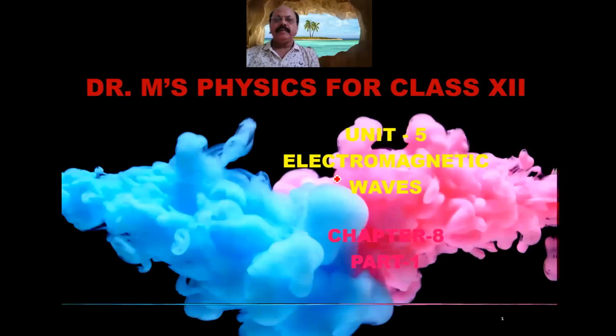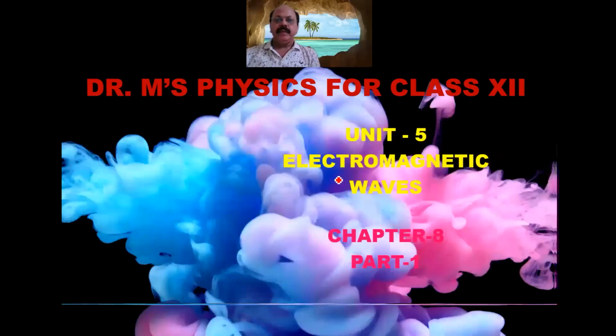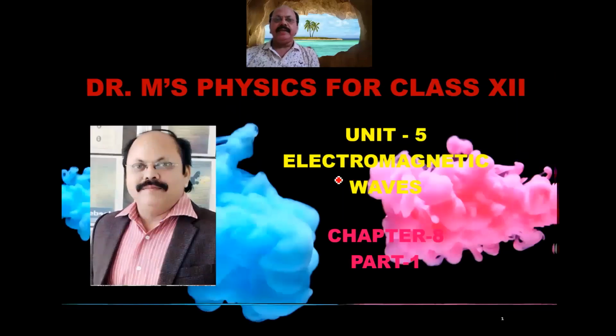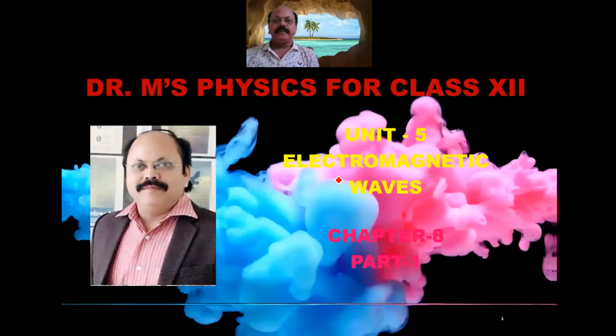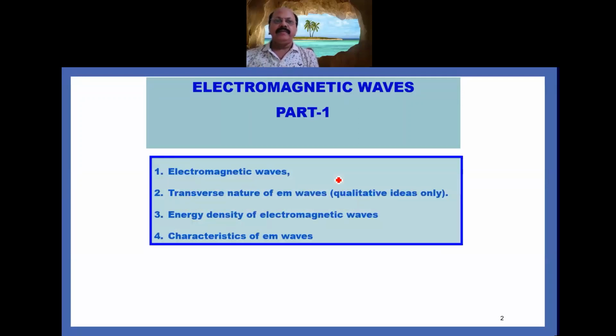Dear students, today's topic of my lecture is electromagnetic waves, chapter 8, part 1. What you have to learn in this part 1 of electromagnetic waves? First, I will explain electromagnetic waves, then the transverse nature of electromagnetic waves, after that the energy density of electromagnetic waves, and at last the characteristics of EM waves. So one by one you understand.